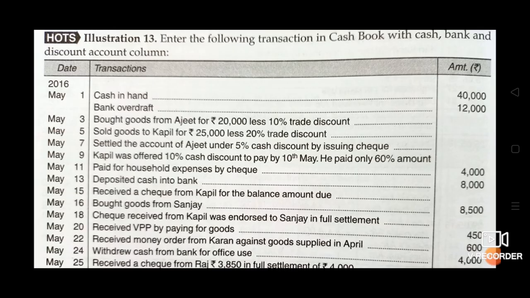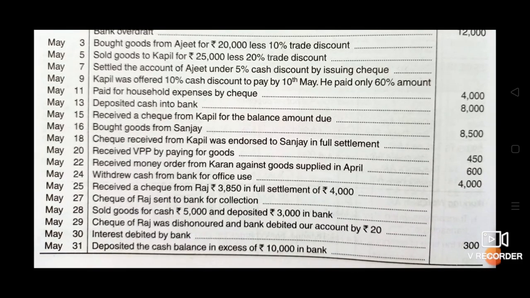20th May, received VPP by paying for goods rupees 450. 22nd, received money order from Karan against goods supplied in April rupees 600. 24th, withdrew cash from bank for office use rupees 4,000. 25th, received a check from Raj rupees 3,850 in full settlement of rupees 4,000. 27th May, check of Raj sent to the bank for collection. 28th, sold goods for cash rupees 5,000 and deposited rupees 3,000 in bank. 29th, check of Raj was dishonored and bank debited our account by rupees 20.